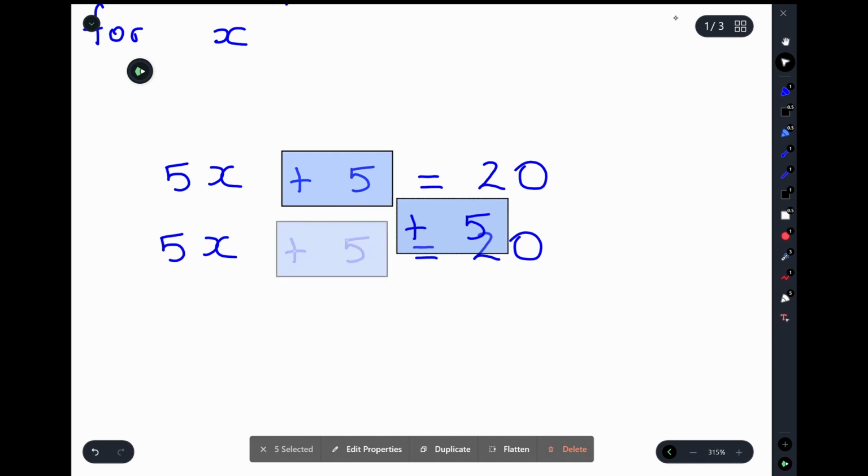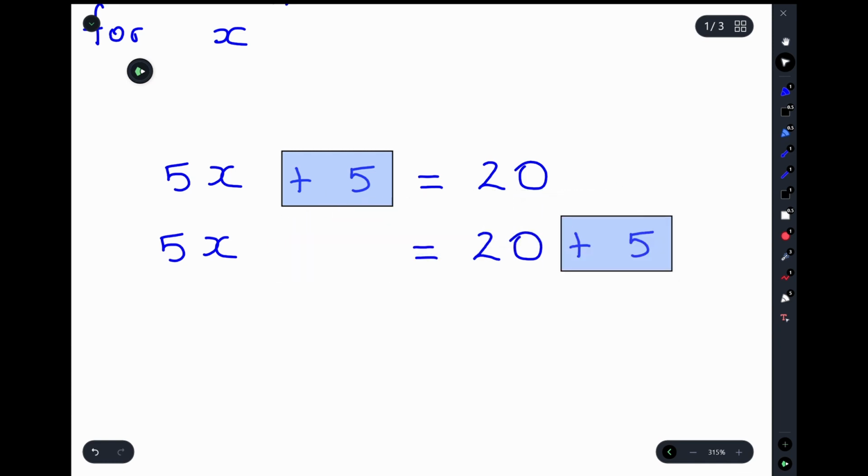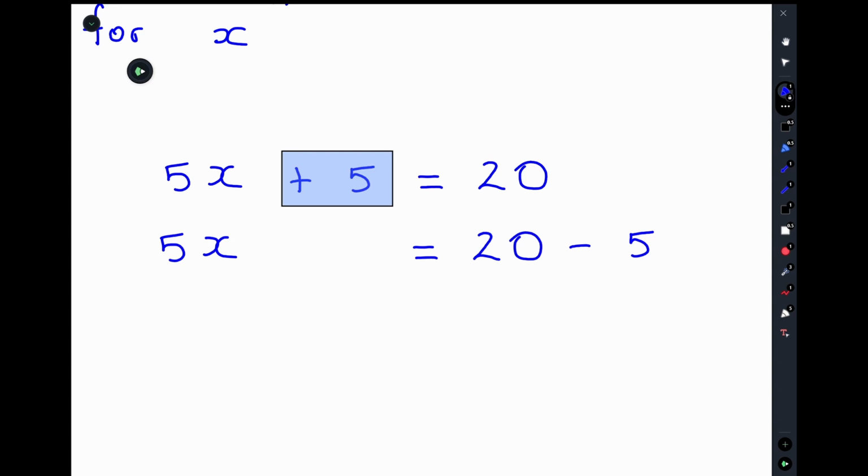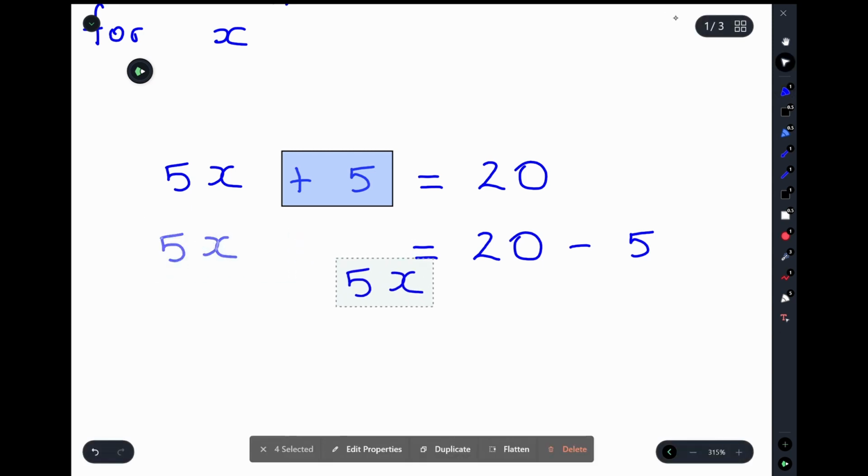So when we do that, we move it to the other side, and what happens is the positive changes to negative. Right? So we now have 20 minus 5 on the right hand side. On the left hand side, we are left with 5x.